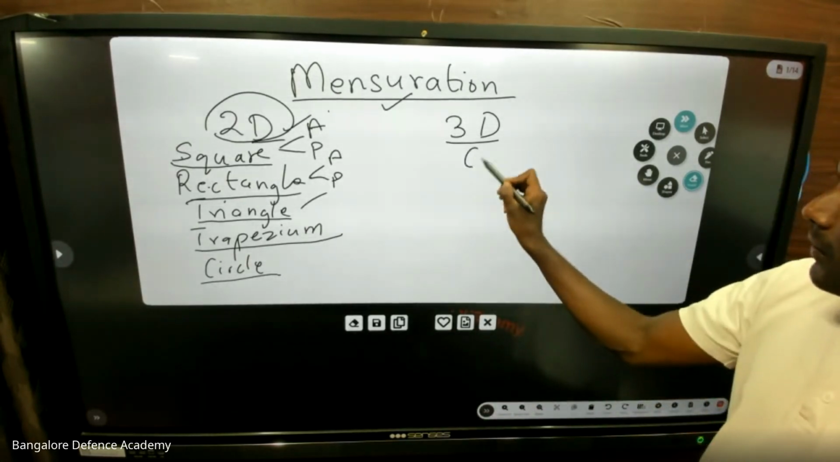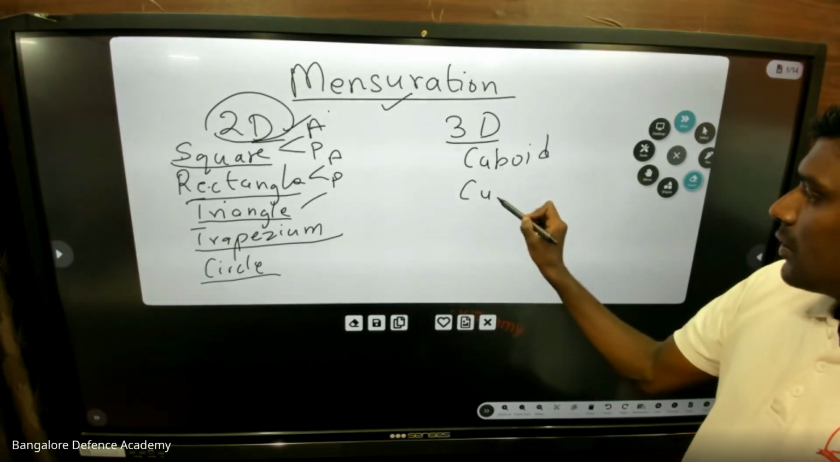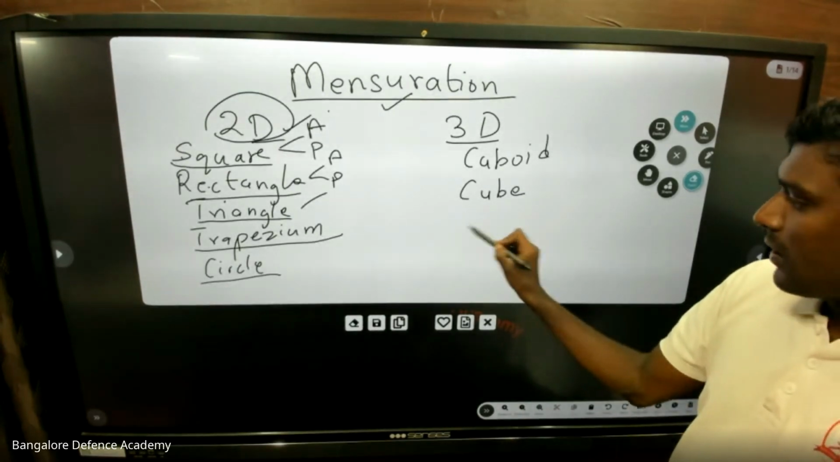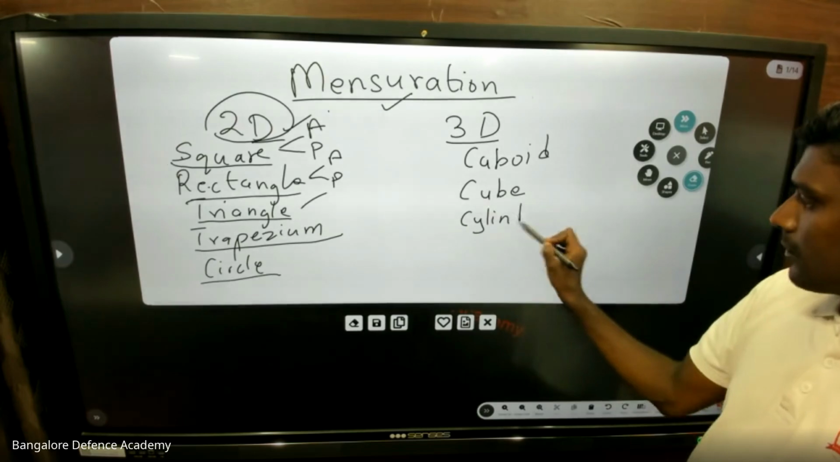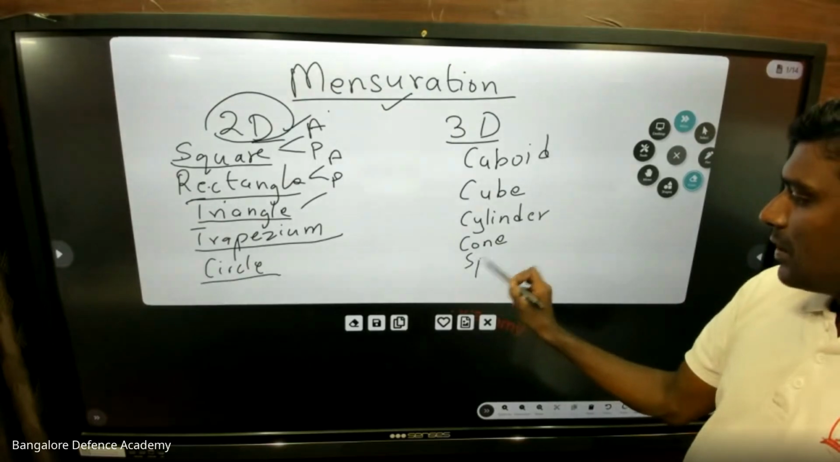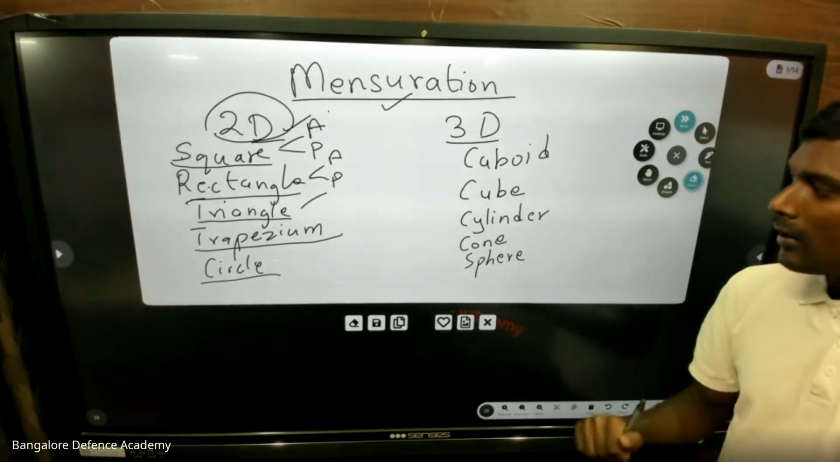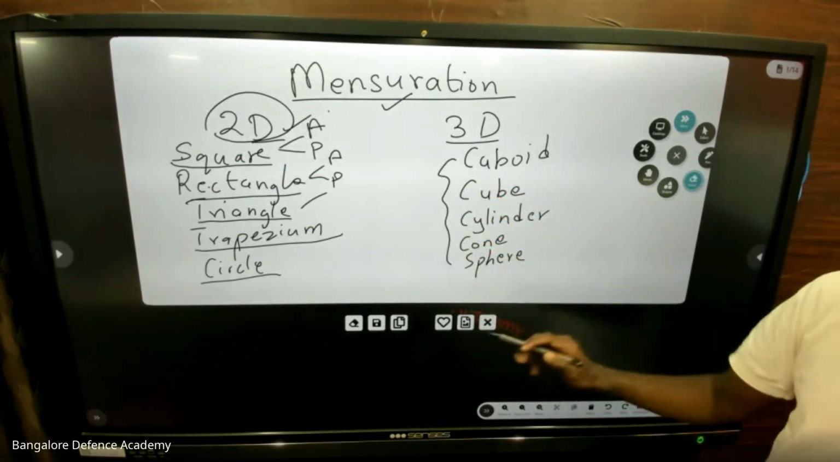Now in 3D, you have cuboid, then cube, then cylinder, then cone, then sphere. Hemisphere is also one thing. So these are the many things in 3D.